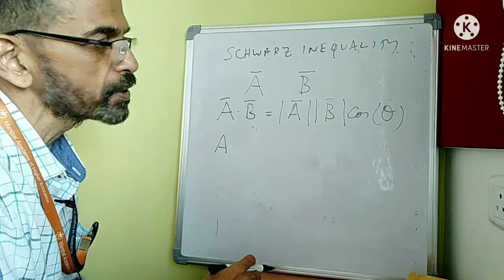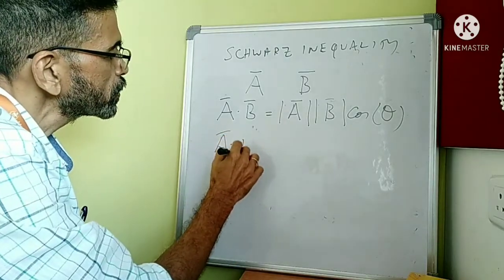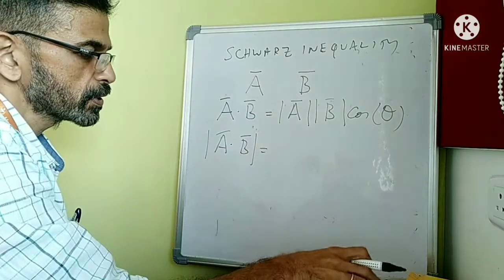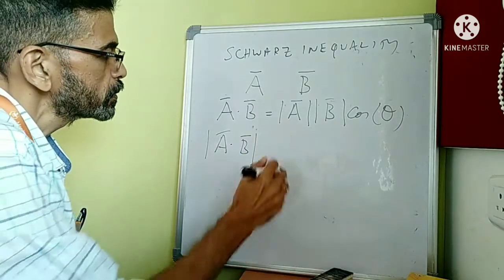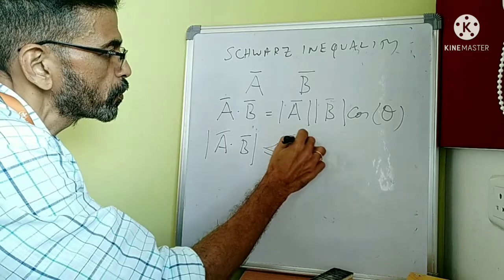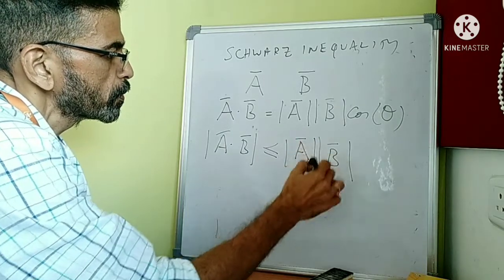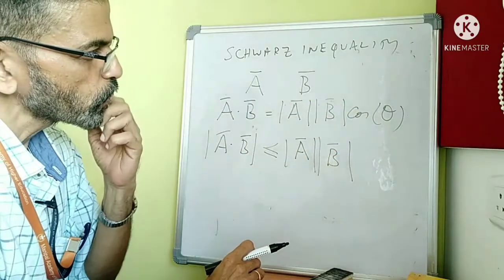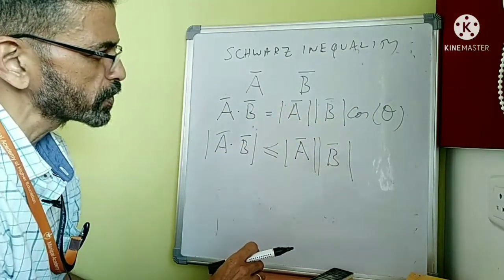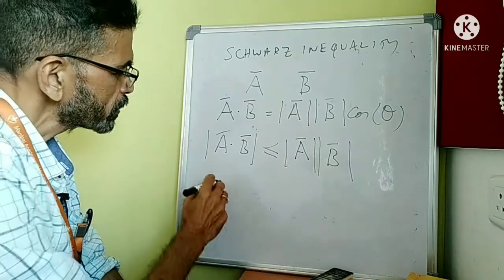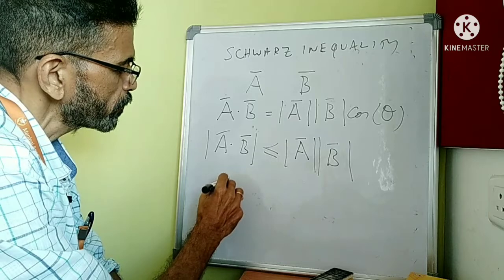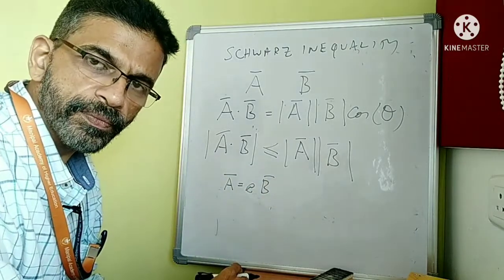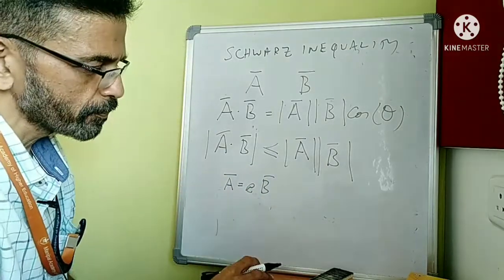Now, since cos theta ranges from -1 to 1, we note that the magnitude of this will be less than or equal to the magnitude or the norm of A and the magnitude of B. That is obvious because cos theta ranges from -1 to 1. So when you take the magnitude of both sides, you can easily arrive at this inequality. And the equality holds good only when A is a scalar times B, that is A and B are parallel or anti-parallel.